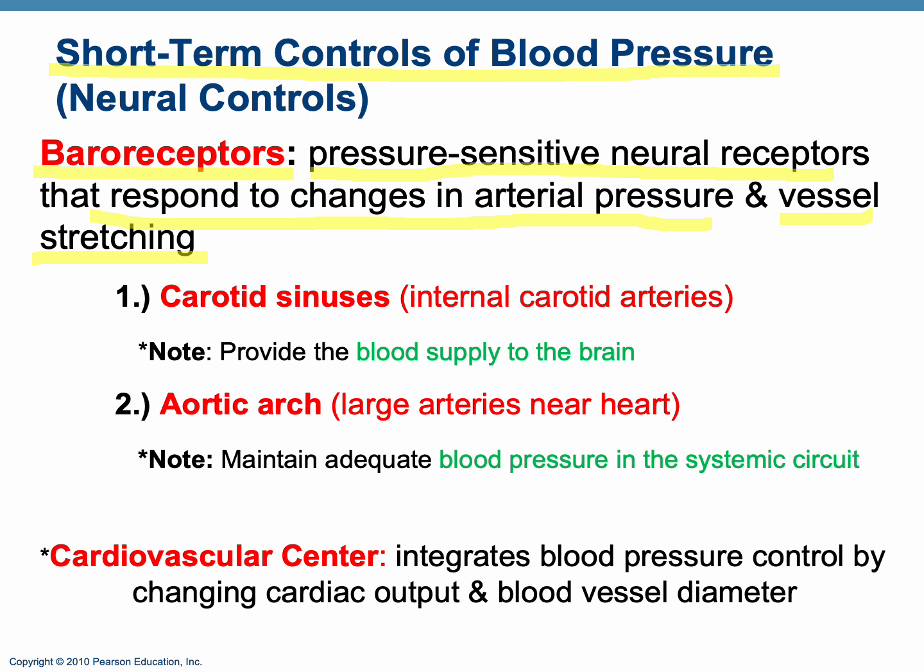Baroreceptors are found in two major locations in the body. We have the carotid sinuses. That's one location where we find the baroreceptors. Those are typically found along the internal carotid arteries. And the second location is the aortic arch, right at the top of your aorta, so very close to a lot of those large arteries near the heart. So carotid sinuses and the aortic arch, two major locations where we find the baroreceptors.